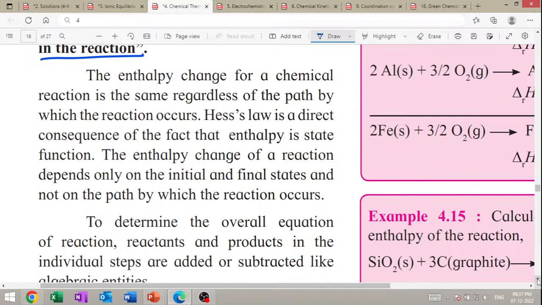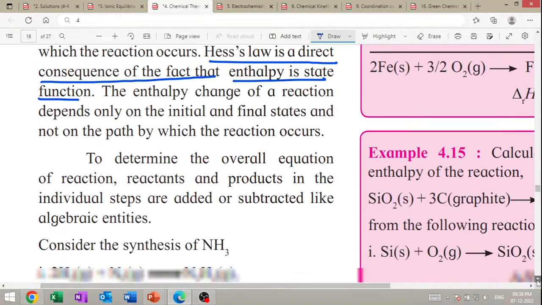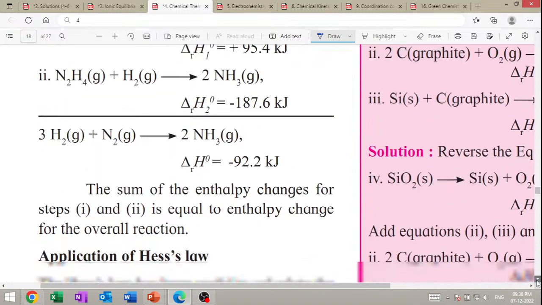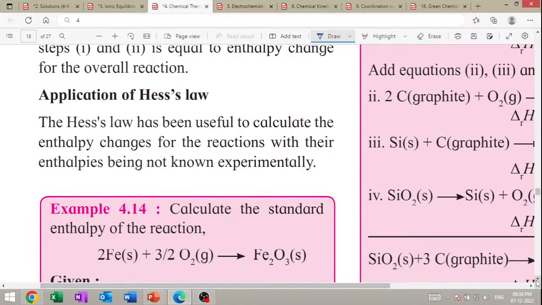And remember this point. Hess's law is a direct consequence of the fact that enthalpy is a state function. Actually, this question is asked in CET. Okay, but you should know the statement. After that, the applications. Only one application. This is the application of Hess's law. This is important.